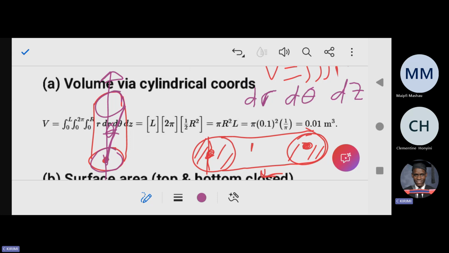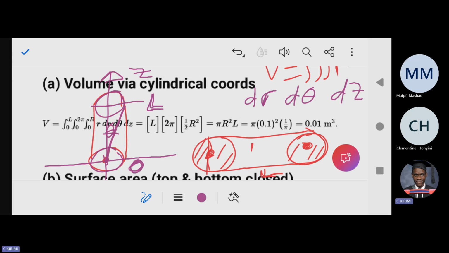I don't know if your question is answered. In terms of theta, it's rotating throughout. It's a circle. Then z: this is z equals 0, on the surface. It goes from 0 to L. Where is it ending? At L, the length of the cylinder. So z is 0 up to L.